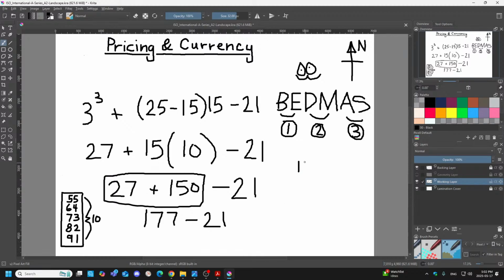Okay, now let's finish up. 177. Take away 21. It's easy math because this number is greater than this bottom number. You don't have to borrow. As long as this number is greater than the bottom number, you don't need to borrow. Okay, 7 take away 1 is 6. 7 take away 2 is 5. And bring down the 1. So there's our answer. 156.